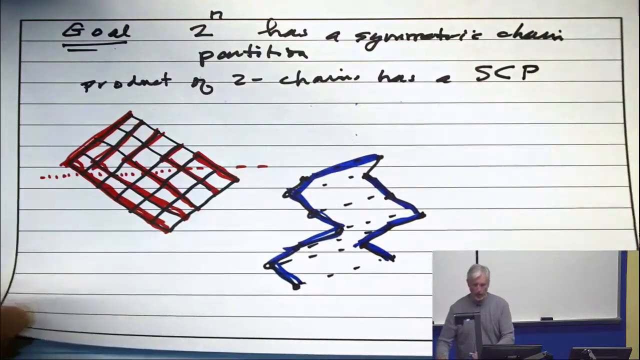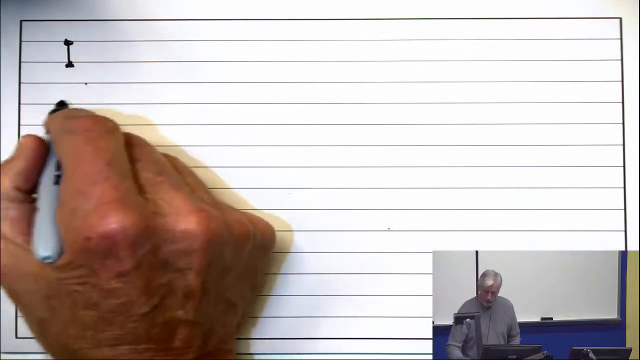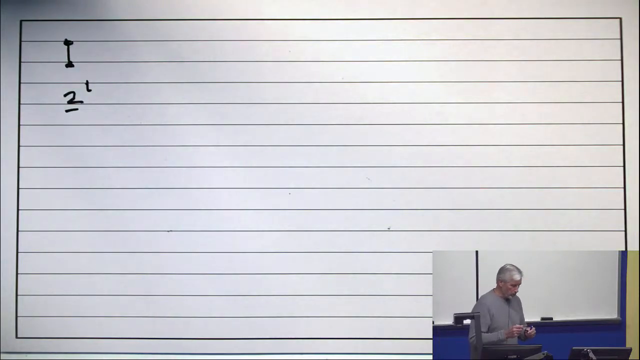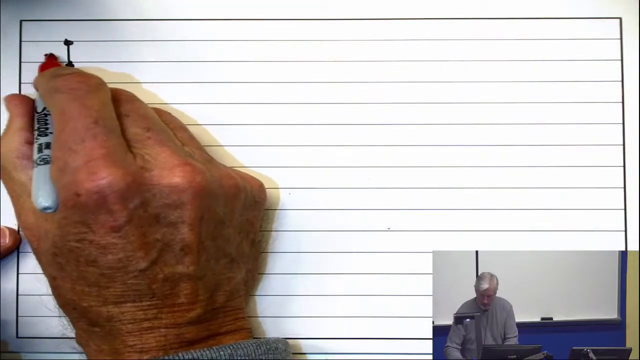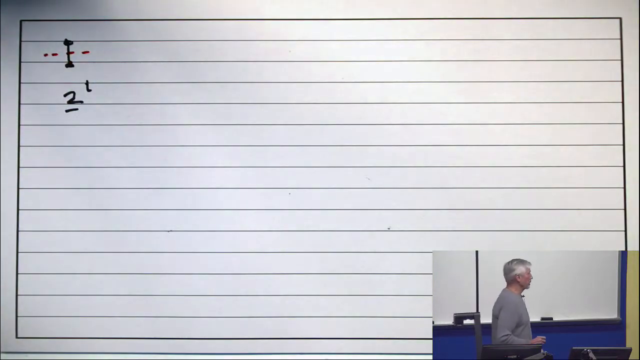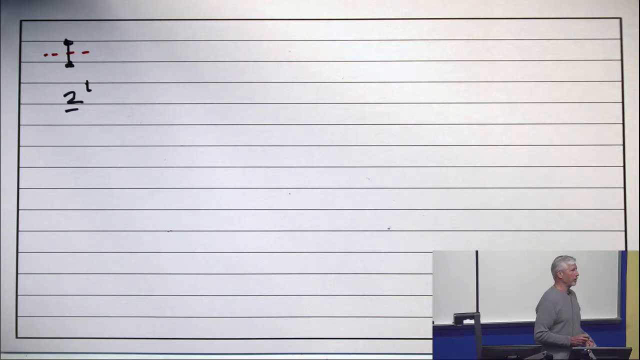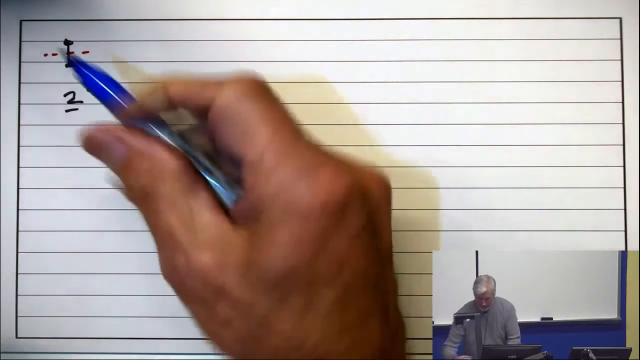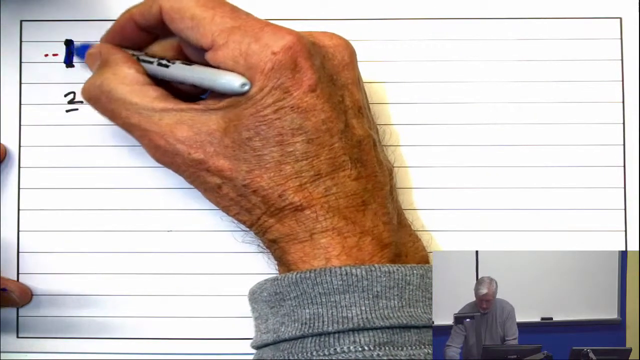All right, now let's see if you're alert. Here is 2 to the 1. Where's the middle level? Does that poset have a symmetric chain partition? Yeah, come on, give me a break, right? Okay. Even a UGA student could find this one.